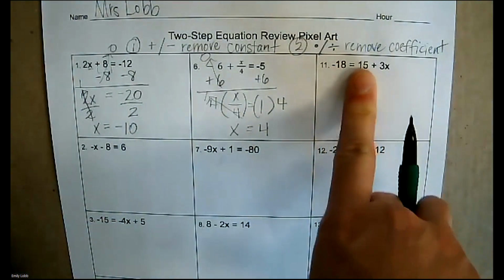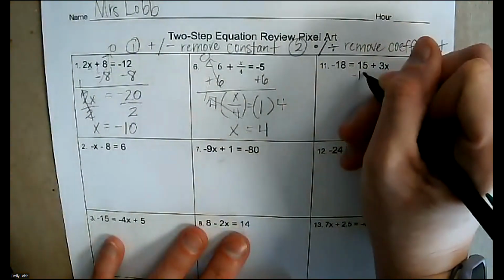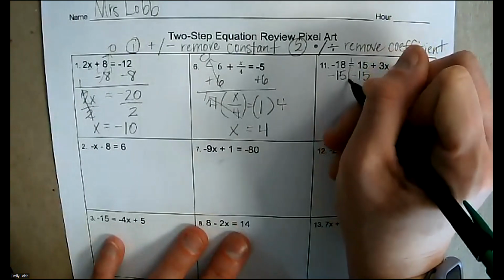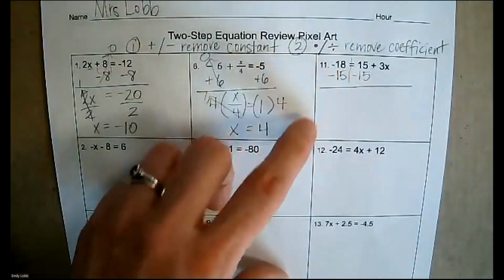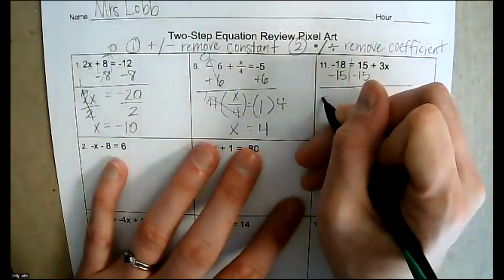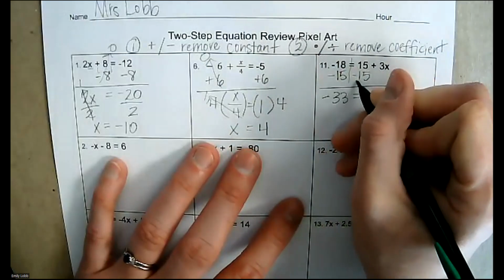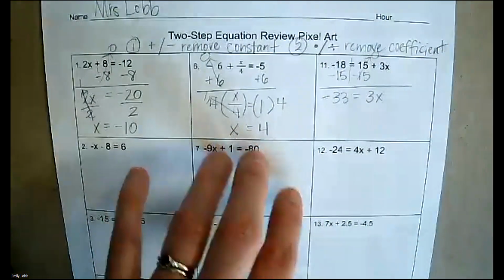So how do I get rid of 15? I need to make it 0, right? So I'm going to subtract it. Whatever I do to the right side of my equal sign, I have to do to the left. This is getting more negative. So -33 is equal to, this was 0, and I have a 3x on the right.